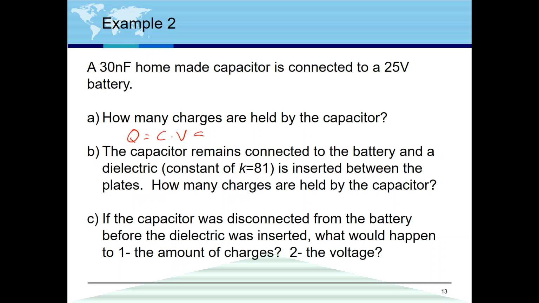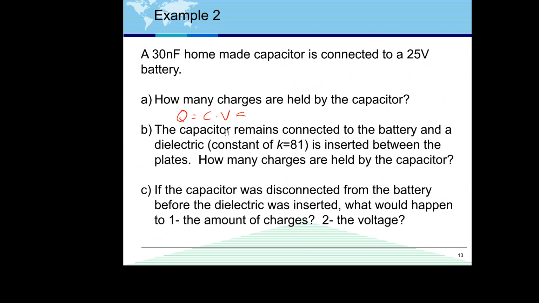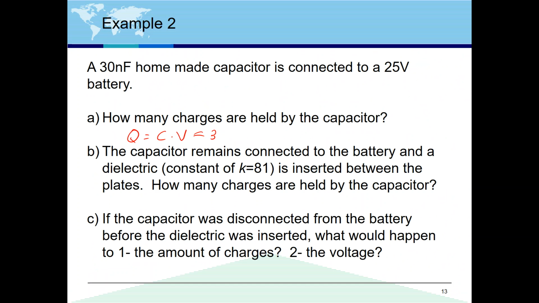So you have 3 times 10 to the negative 8 farads multiplied by 25 volts, 30 nanofarads. So, can someone give me an answer for this? It should be like 7.